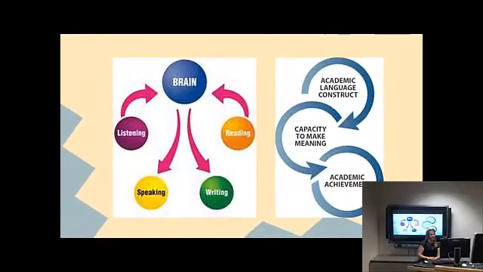So the input to our brains comes from our listening and our reading, and the output comes from our speaking and writing. This is all a process that they're going to have to continue processing time after time until they actually get it right, which leads us to our other image, which is academic language construct. We construct that language. The capacity to make meaning out of it leads to our academic achievement and understanding.